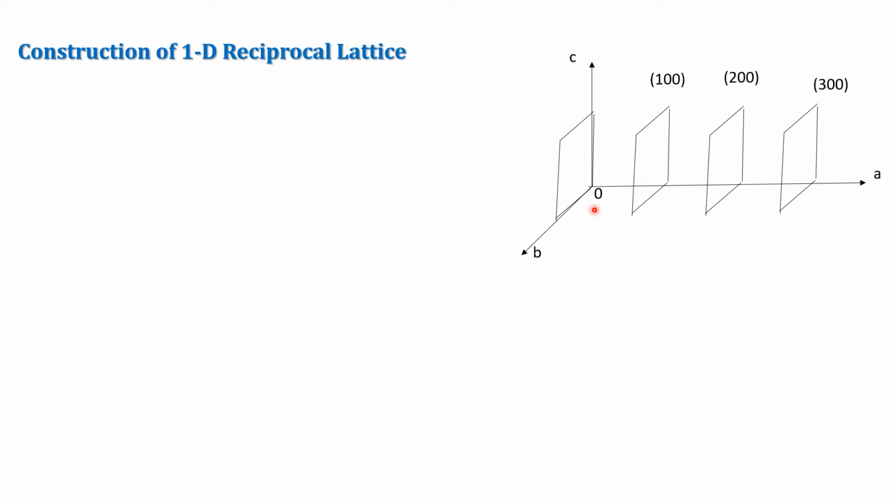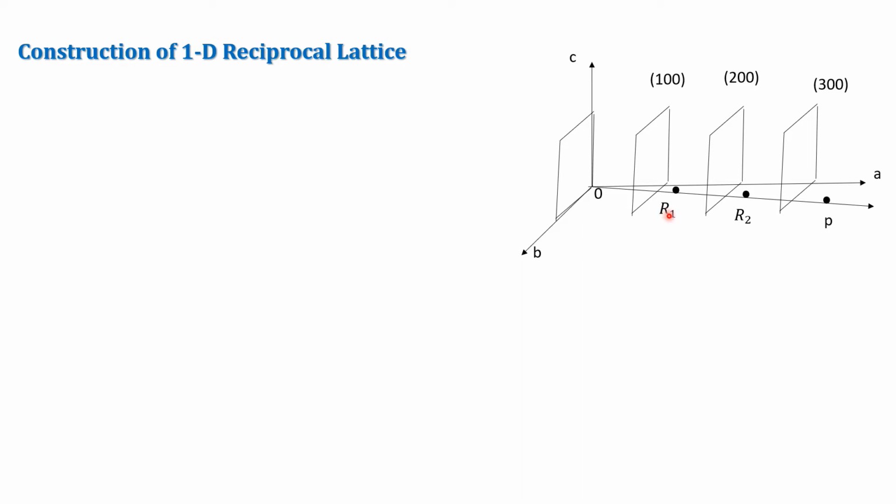Now we choose any arbitrary lattice point as the origin, and from the origin we draw a common normal. That normal for the whole set of parallel planes is denoted by OP. Along the common normal, we mark the various reciprocal lattice points for the planes 100, 200 and 300. These points are R1 and R2.